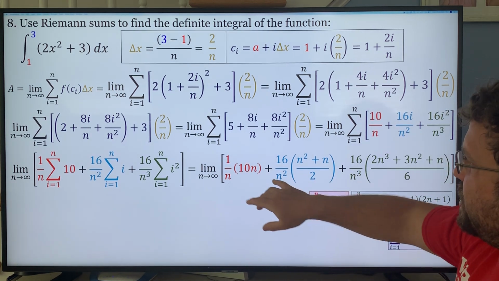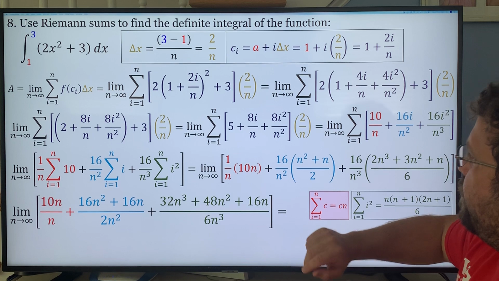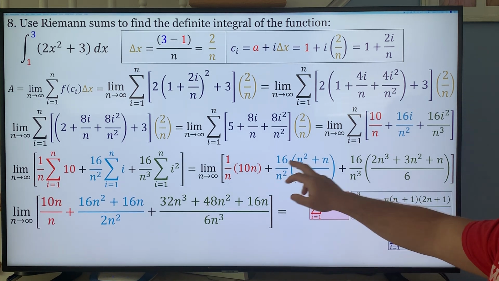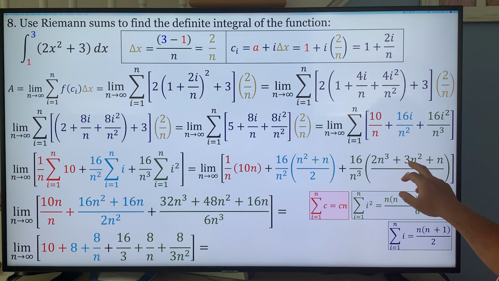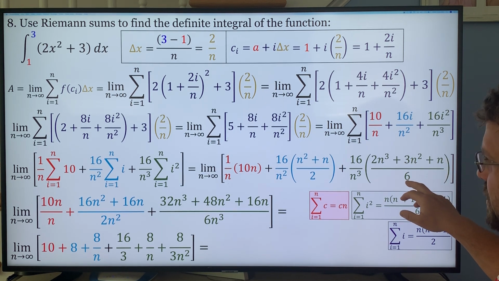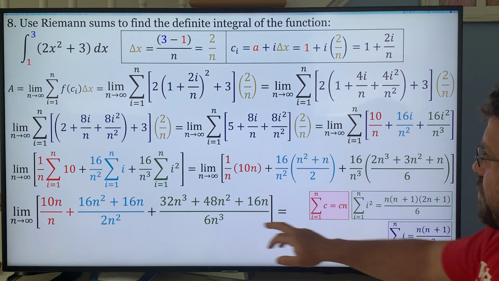You have the formula from the last sheet. 10n over n. 16, 16. 2n squared. 32. 48. 16 over 6n cubed. Oh, went too quick. All right.